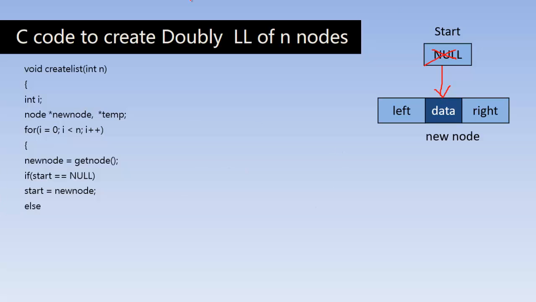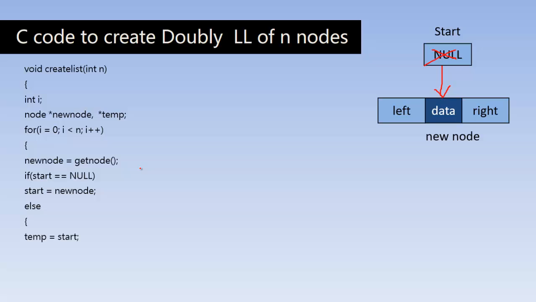If so, there are two cases. One is creating the first node. So this is the first case. The second case is creating the nodes when there are already some nodes. Suppose this has already been created, right? So this is now created. So how do we add more nodes to the existing list?